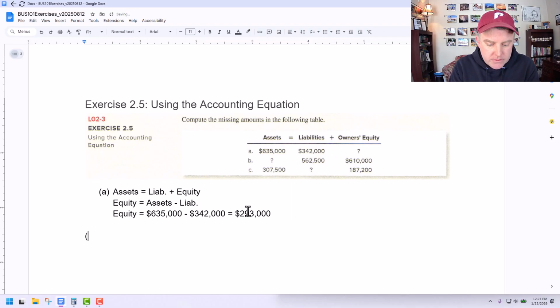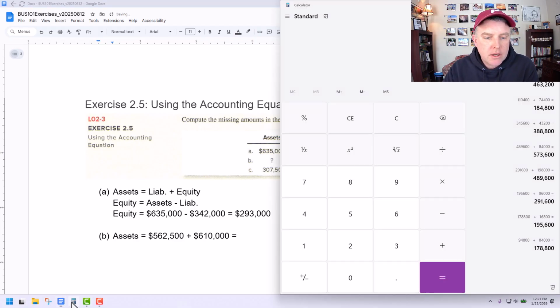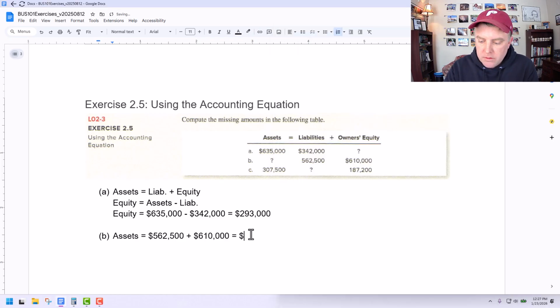Question B here is assets are unknown, but we know liabilities and equity are equal to 562,500 and 610,000. So this is straightforward. We're just going to say assets are equal to 562,500 plus 610,000, which gives us, if we go to our calculator here, 1,172,500. That one was easy.